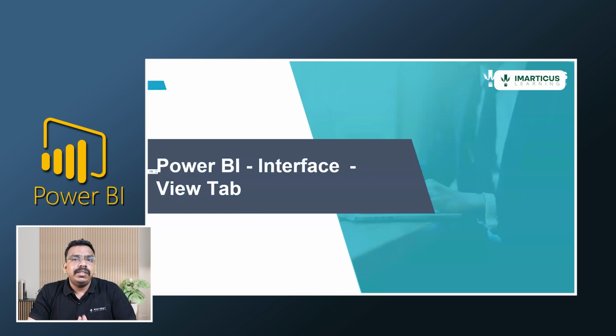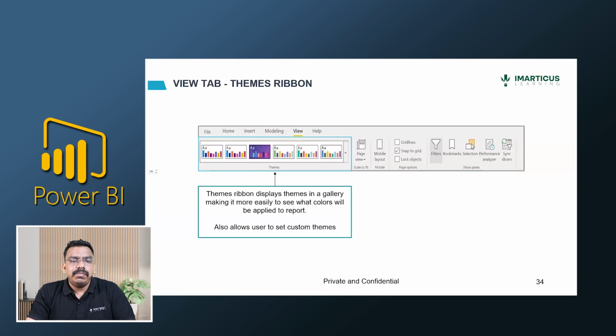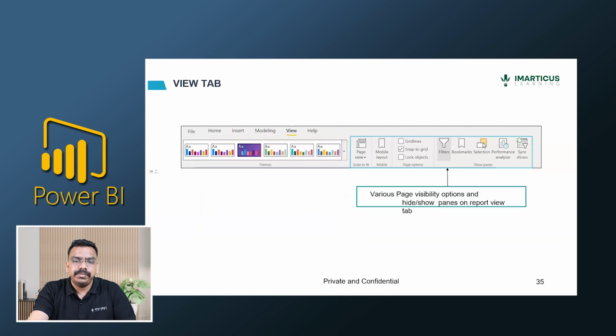Now we will be discussing the interface of the View tab. The View tab consists of themes as a ribbon. This theme ribbon will display the themes in a gallery, making it easier to see your colorful charts or the colorful background of your dashboard. You can use custom themes and you can modify them as you wish. There is an option called filter. If you want to filter your records or the pages, you can just select filter your page or filter your chart and you can perform the filter.